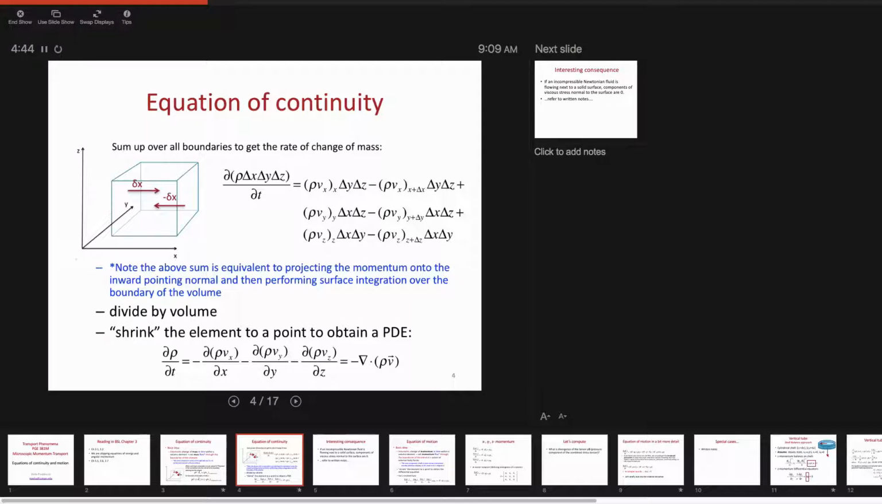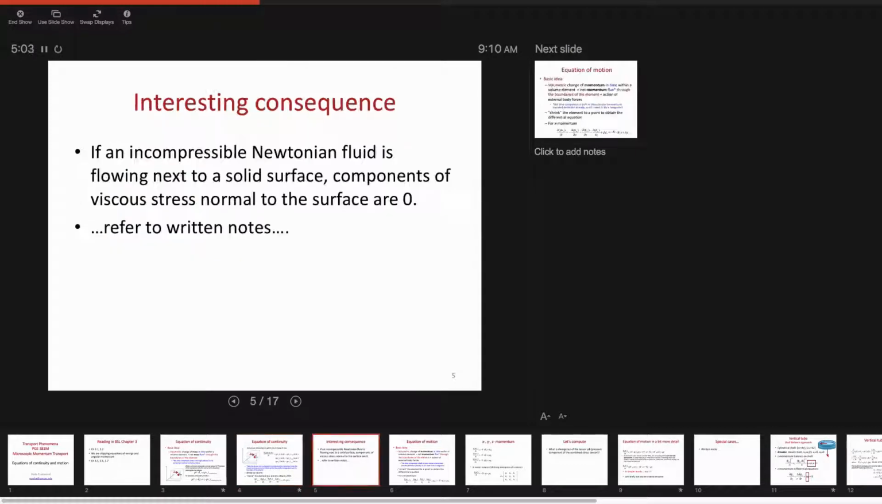But we're assuming no reactions or anything like that, so I don't have source or sink. So this is our equation of continuity. And then if I set my rho to a constant, then I get my familiar form that divergence of velocity is equal to 0. So that's for incompressible fluids.